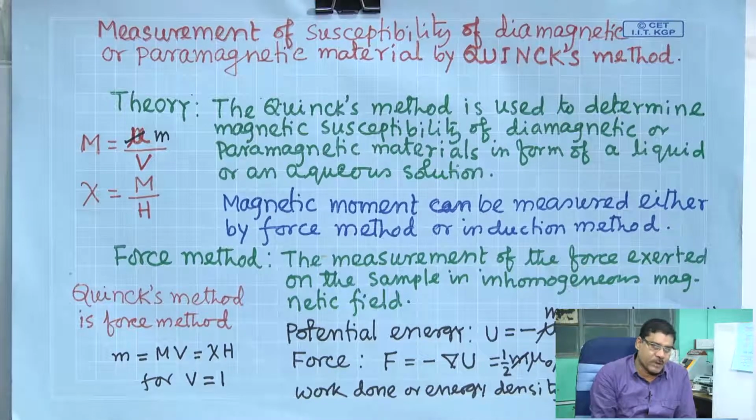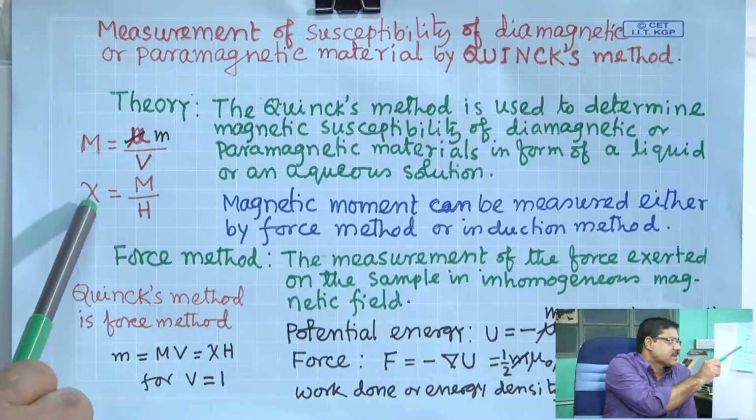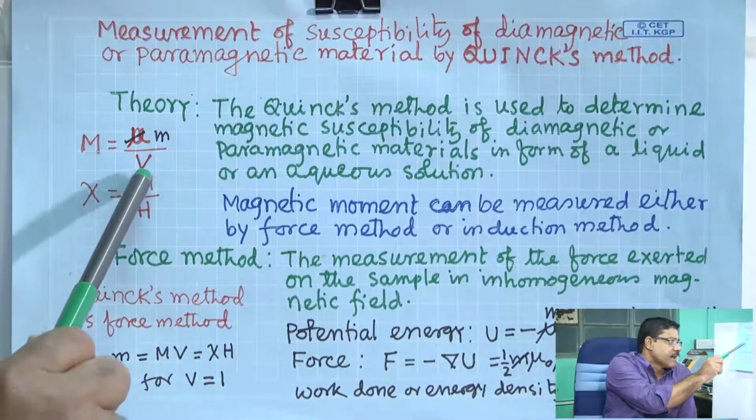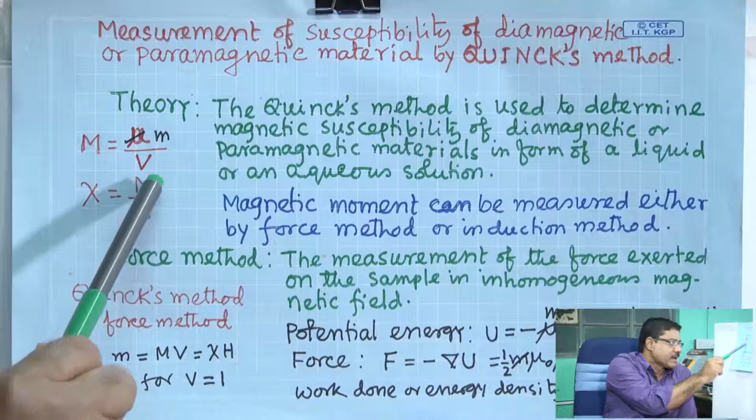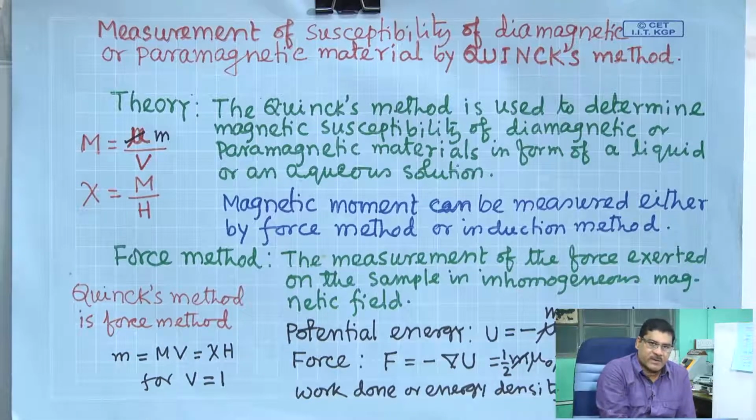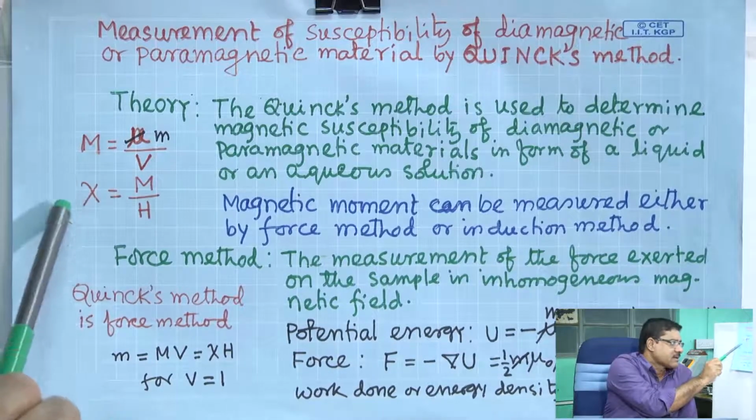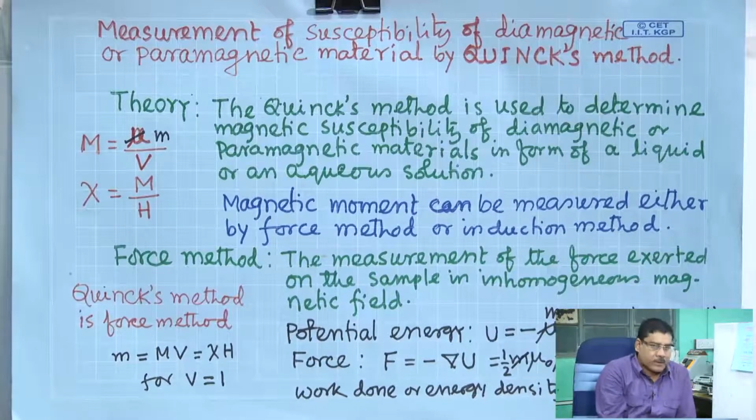If you want to get the susceptibility, you have to measure magnetization as a function of magnetic field. Then susceptibility is defined by M by H, so magnetization per unit magnetic field. That is the susceptibility.